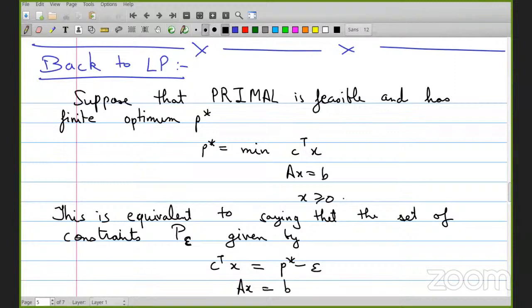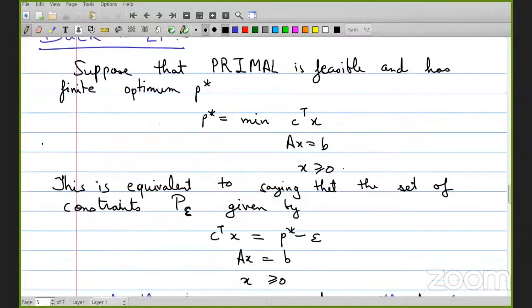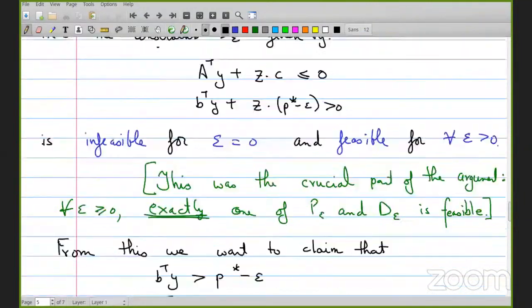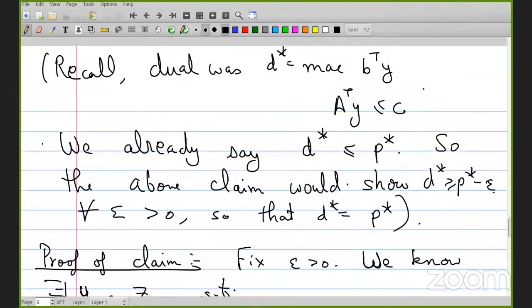And what we did was the following. We said that, suppose that we have a linear program in standard form, minimize c transpose x subject to Ax equal to b, x non-negative. And if it has a finite optimum P star, so finite was important, this finite optimum P star, it's not unbounded below, then we showed using the Farkas lemma essentially that the dual will have its optimal value in fact equal to P star.